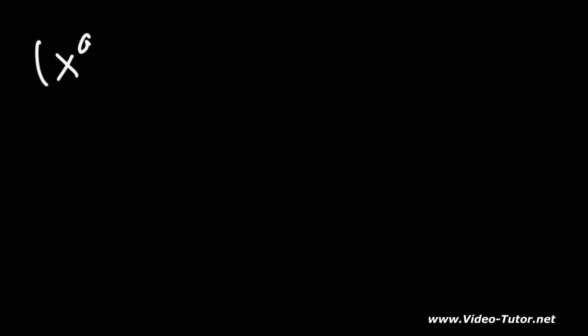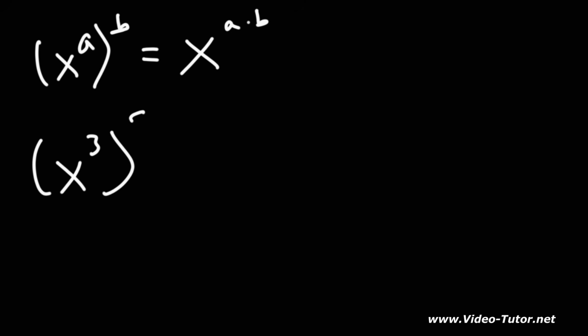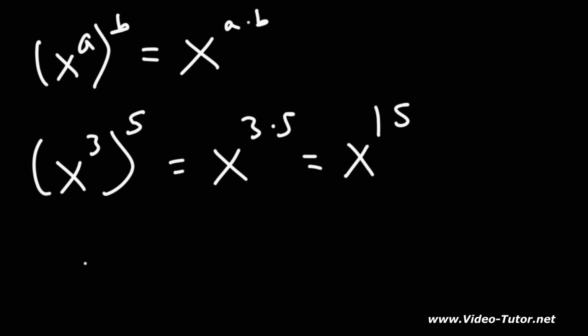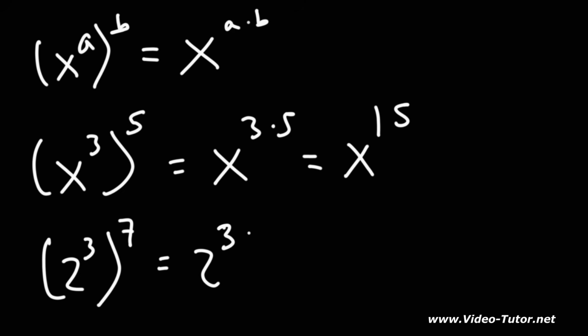Now, when you raise one exponent to another, you can multiply the two exponents. So this is x to the a times b. So for instance, x to the 3rd raised to the 5th power, that's x to the 3 times 5, which is x to the 15. Or let's say if you have 2 to the 3rd raised to the 7th power, this is 2 raised to the 3 times 7, which is 21. So this is 2 to the 21 power.